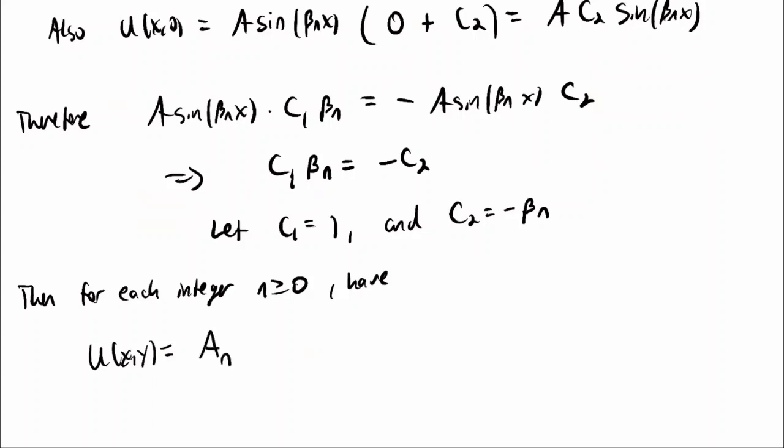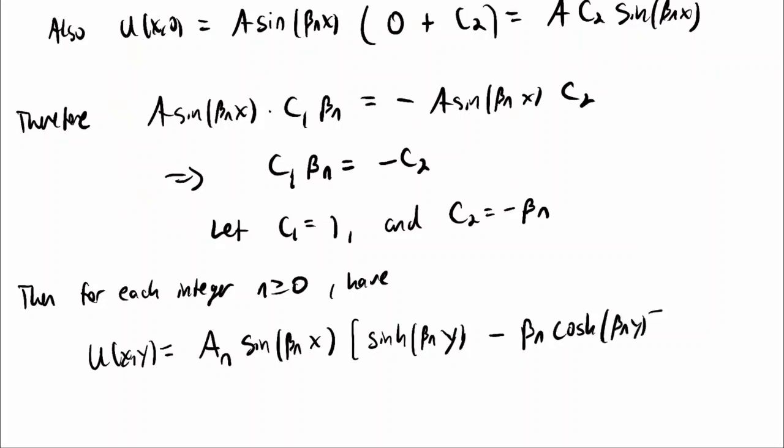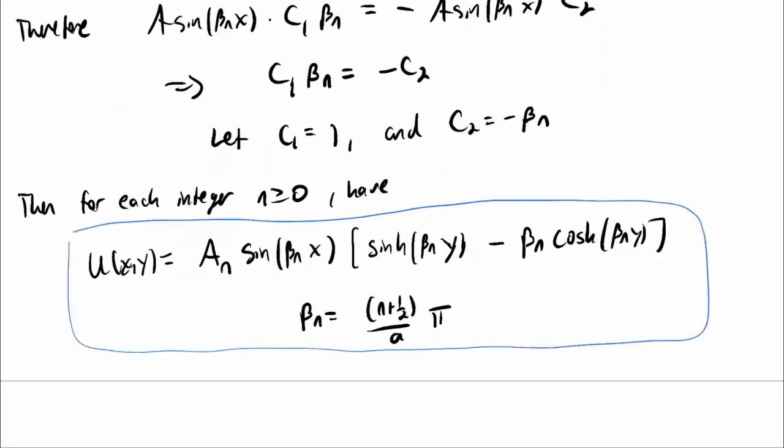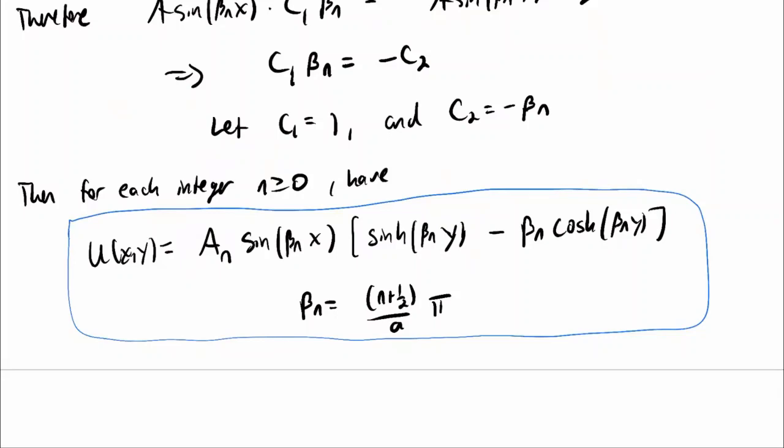Now let me index the constant a to also depend on n, because it ultimately will. So I have a_n sine of beta_n x. And now I know what C1 and C2 are. So I have the hyperbolic sine of beta_n y, now minus beta_n hyperbolic cosine of beta_n y, whereas before beta_n is given by (n plus 1/2) over a times pi. And so now we've successfully used the more complicated Robin boundary condition to simplify the solution a little bit further.